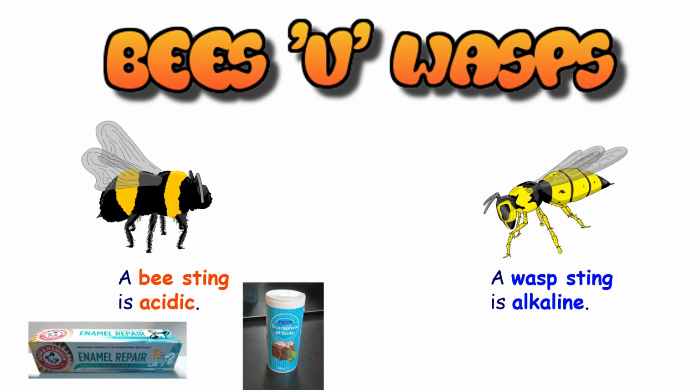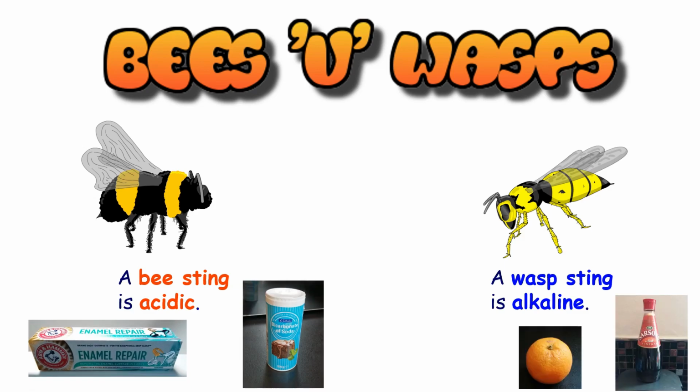Because a bee sting is acidic, you need an alkali to neutralise it. However, you do not want a strong alkali because this would damage your skin. Examples of suitable substances would be a little bit of toothpaste or some bicarbonate of soda dissolved in water. However, a wasp sting is alkaline. Therefore, to neutralise a wasp sting, you would need a weak acid on your skin, something like orange juice, lemon juice or vinegar.